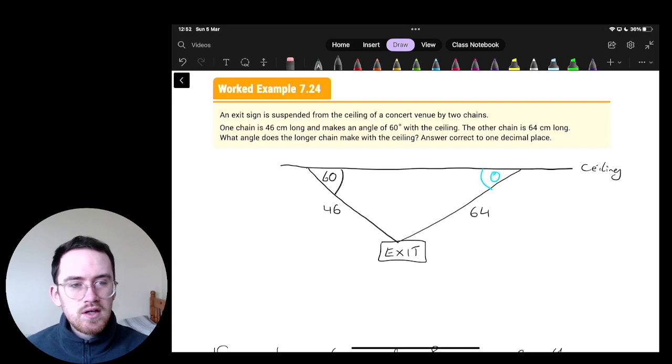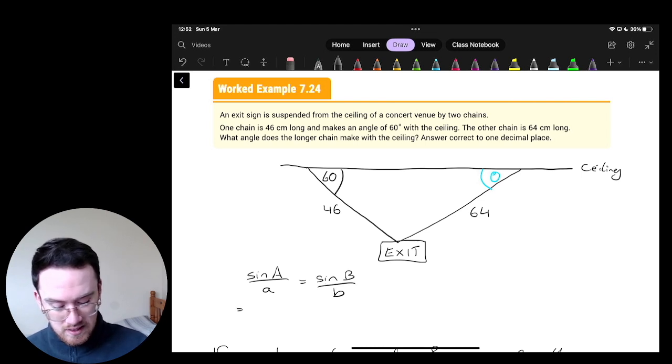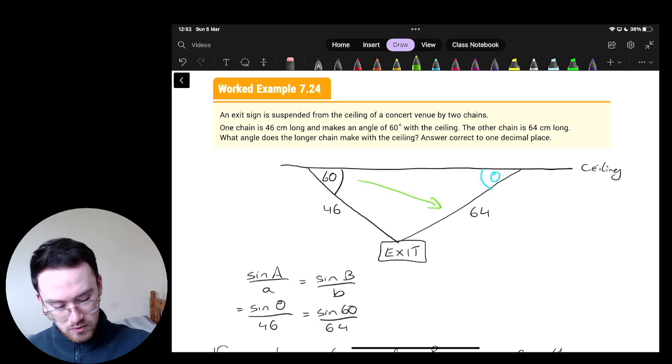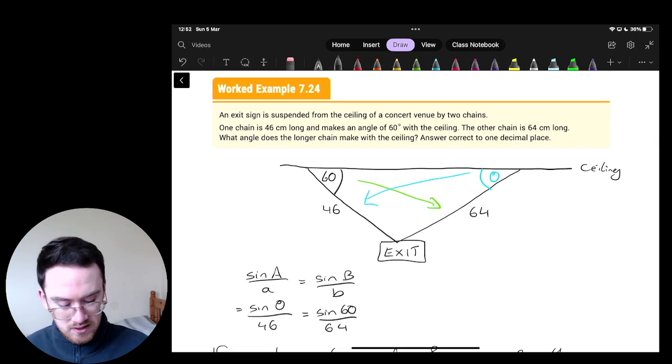Okay, so looking at what we have, we're looking for the angle, so maybe we'll use the form of the formula that has the angles at the top. So sine A over A is equal to sine B over B. We can fill in, so if I take angle A as the one that I'm looking for, so say sine theta over 46 is sine 60 over 64. So again, just matching everything up. So we're matching this angle up with this side, and then this angle up with this side. Okay, just keeping everything consistent.